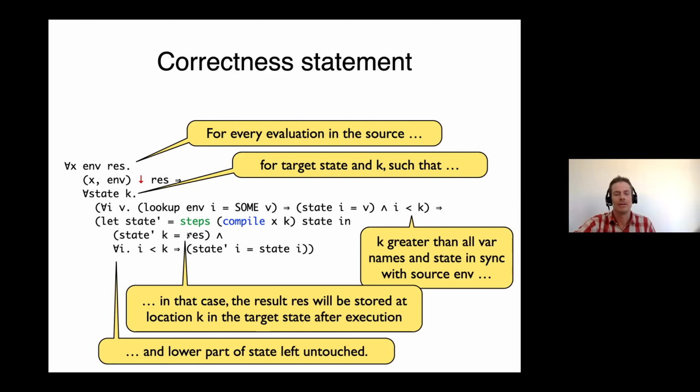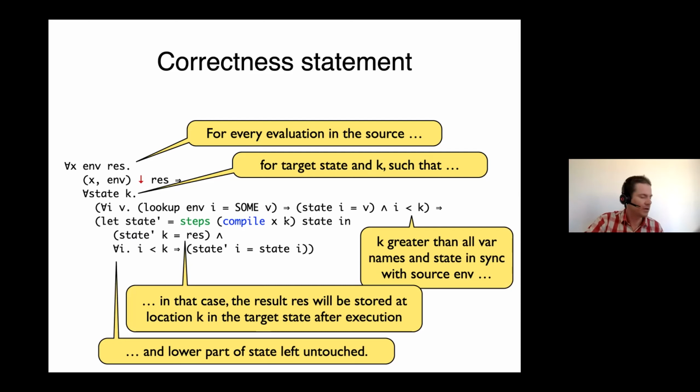And then the last line is something that you said you want for the induction. Yes, this is proved by induction on the evaluation relation. This last line says that the initial state and the resulting state, nothing is changed underneath K. And K is this argument added to the compiler. So we didn't change anything. We only use temporaries at K and above.